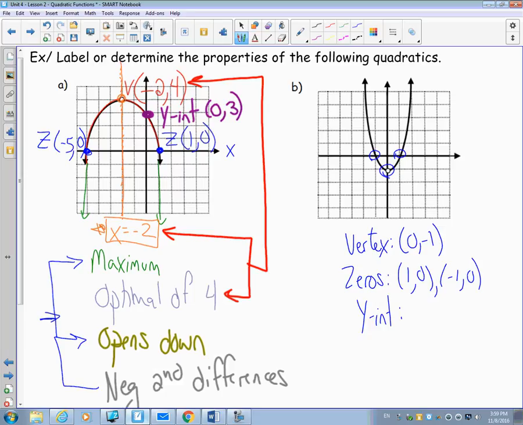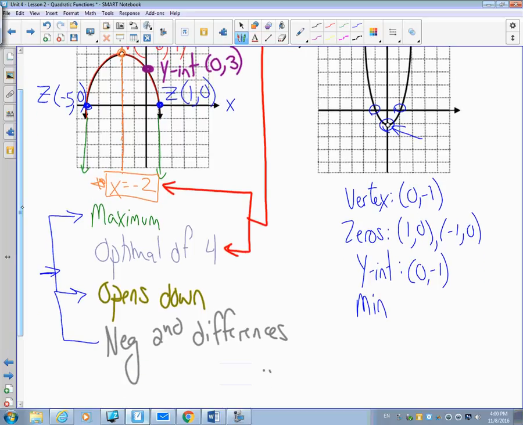Our y-intercept, we actually happen to write down already. It happens to be the same as the vertex. That's allowed, nothing wrong with that. Okay, does this thing have a maximum or a minimum? Well, it has a minimum, it has a lowest point. What is the minimum? The minimum is an optimal of -1. When does that happen? When we have an axis of symmetry of x equals 0.